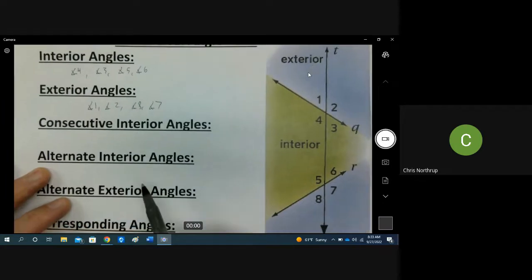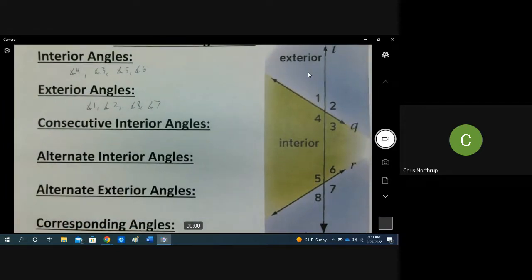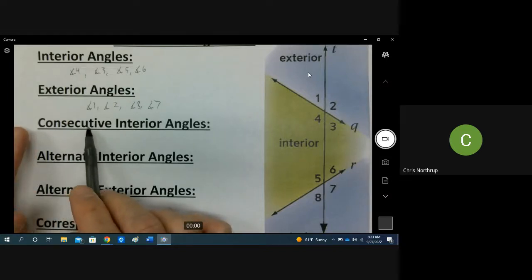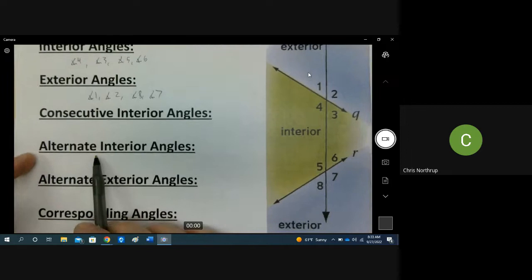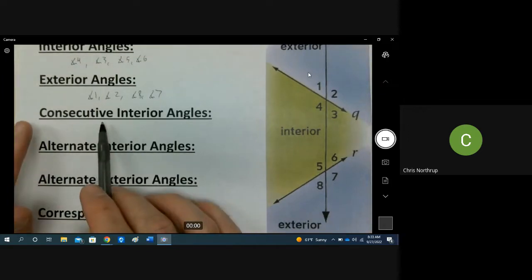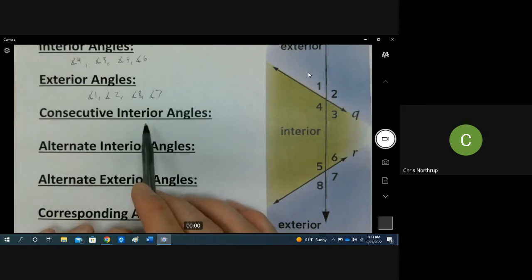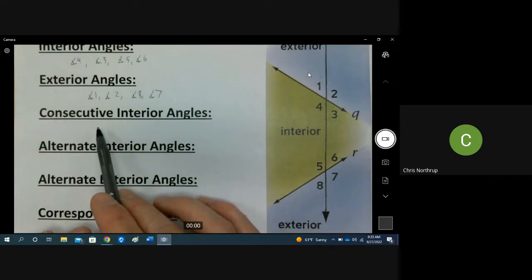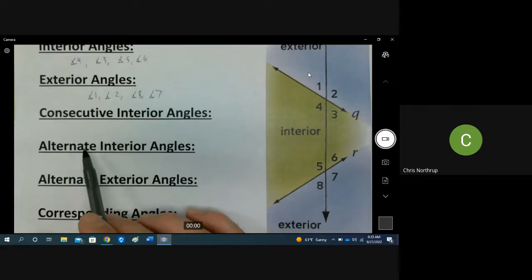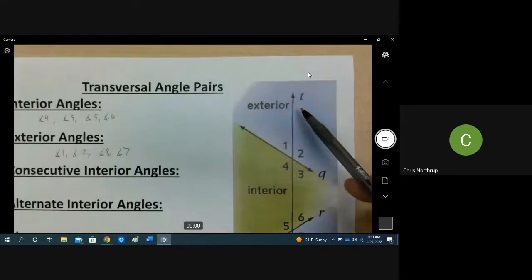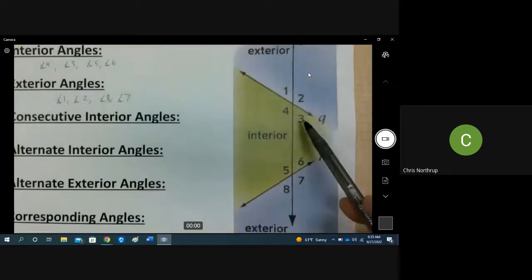Consecutive interior, so the rest of these are actually going to be pairs that we look at a whole bunch this chapter. Consecutive, another way to say that is same side, and then alternate, another way to say that is opposite side. So consecutive, these are same side interior. That means that these are angles inside of the two lines cut and on the same side of our transversal. So the consecutive and the alternate, that's in reference to our transversal. So it's really good to know what is the transversal you're working with. That way you know, am I on opposite sides of the transversal? Am I on same sides of the transversal?